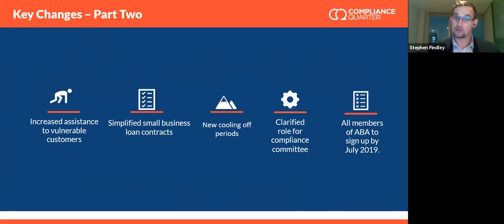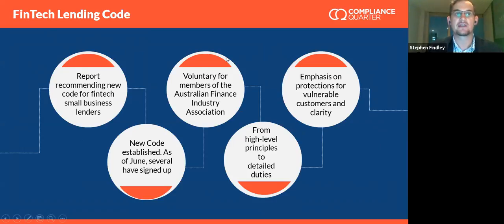The updated code also clarifies the role of the Compliance Committee. So the Compliance and Monitoring Committee now has an increased role for investigating areas of non-compliance and also has the ability to look into individual complaints by customers. And as I mentioned earlier, all members of the Australian Bank Association are required to sign up by July 2019 when this comes into effect. So that's a rundown on the Banking Code of Practice.